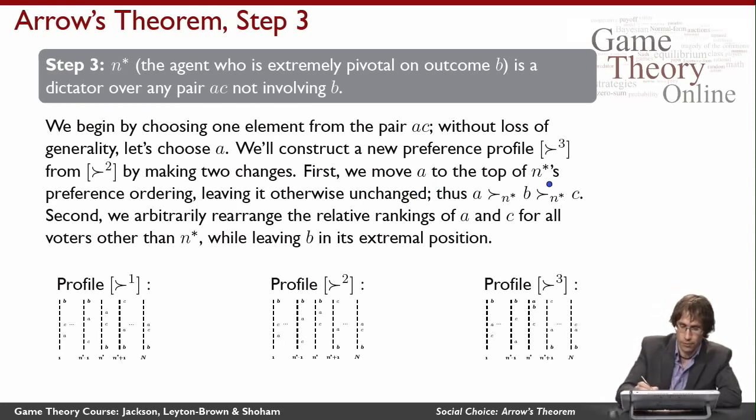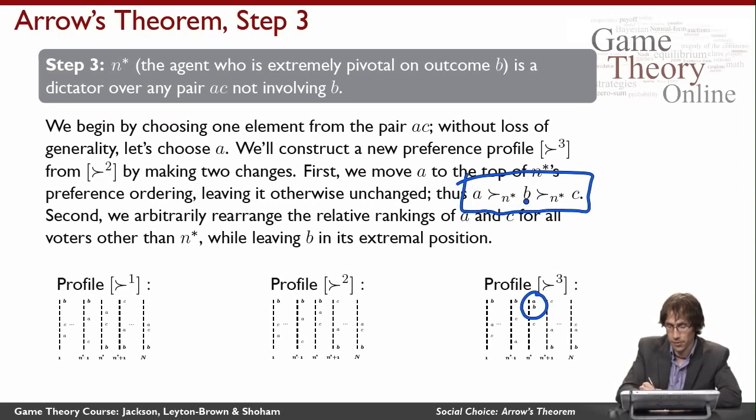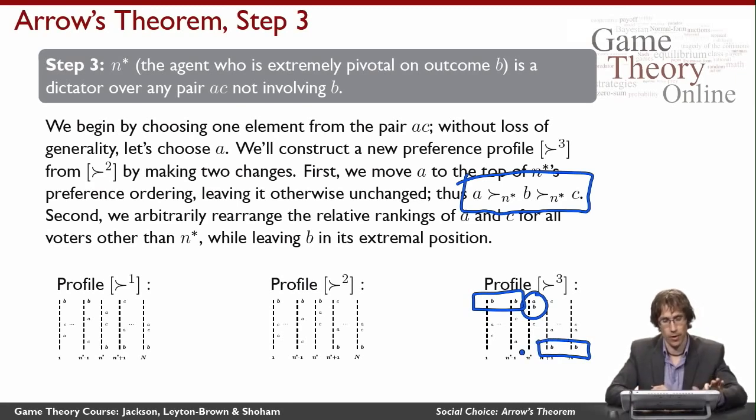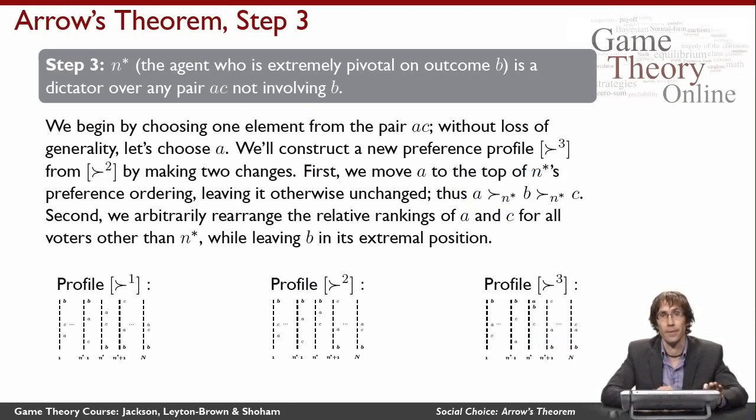So our first change is to move A to the top of n star's ordering. And that means that for n star, A is most preferred, or A is preferred to B, which is preferred to C because A and B are both at the top. So wherever C is, it must be further down. And second, we're just going to arbitrarily scramble the relative rankings of A and C for all voters other than n star without changing the position of B, which is always extremal. So we're just going to move around A and C in some arbitrary way, but we're going to make sure that we still leave B in the same place for everybody else that it always was. All right, so that's our preference profile, pref3.